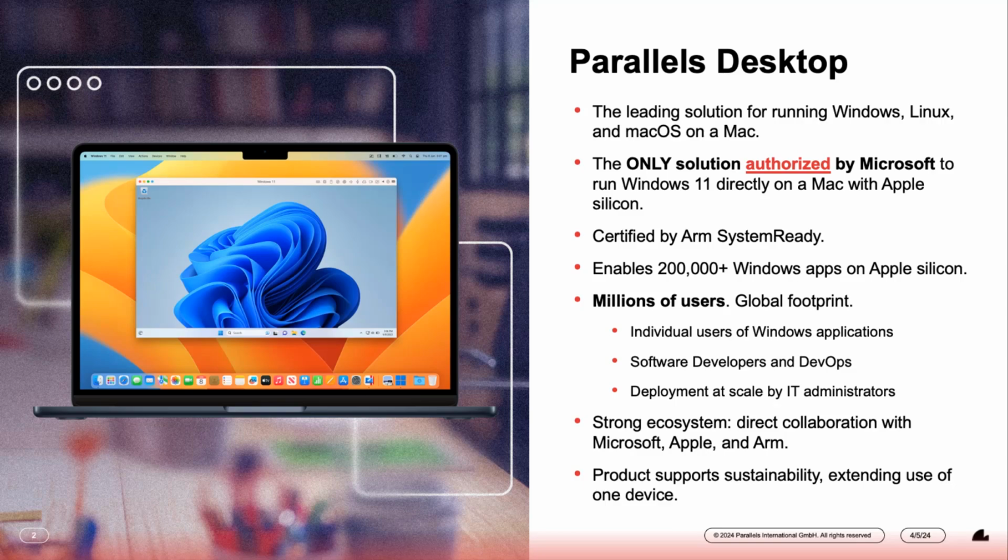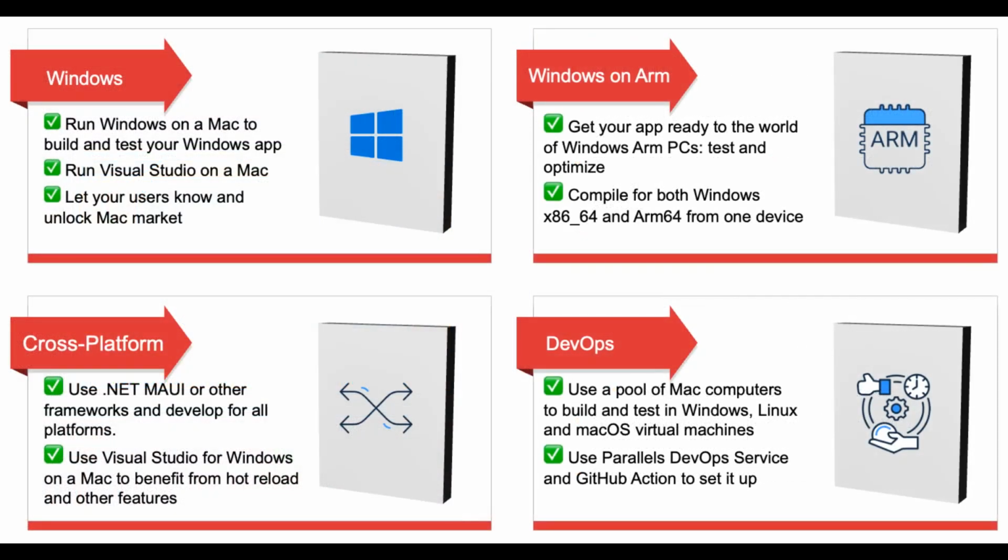Today, we're going to be exploring the following themes: developing Windows apps on a Mac and running Windows on ARM, cross-platform development using the .NET MAUI framework and the advantages that Parallels Desktop can bring there, and using the Parallels Desktop DevOps service to orchestrate and automate workflows. So, let's dive into developing Windows apps on a Mac.